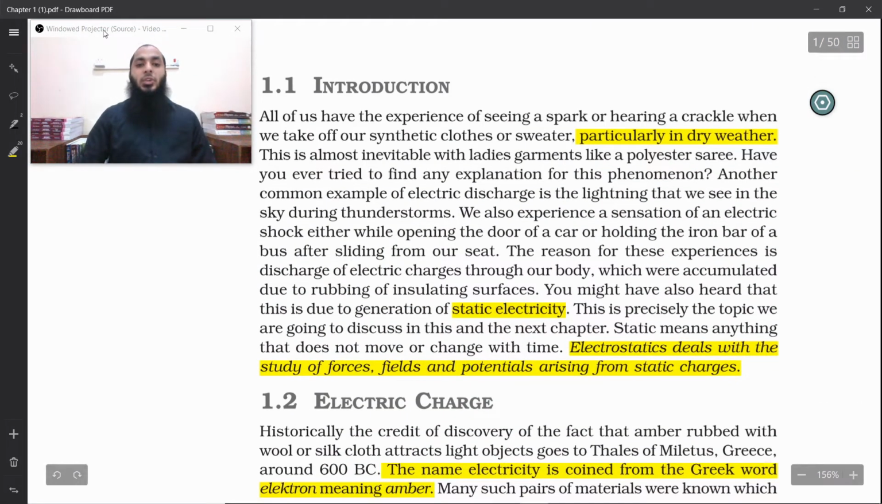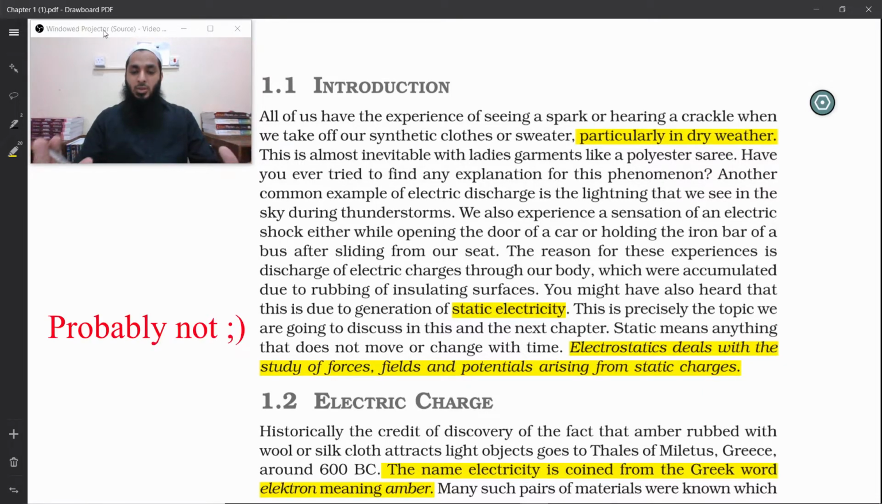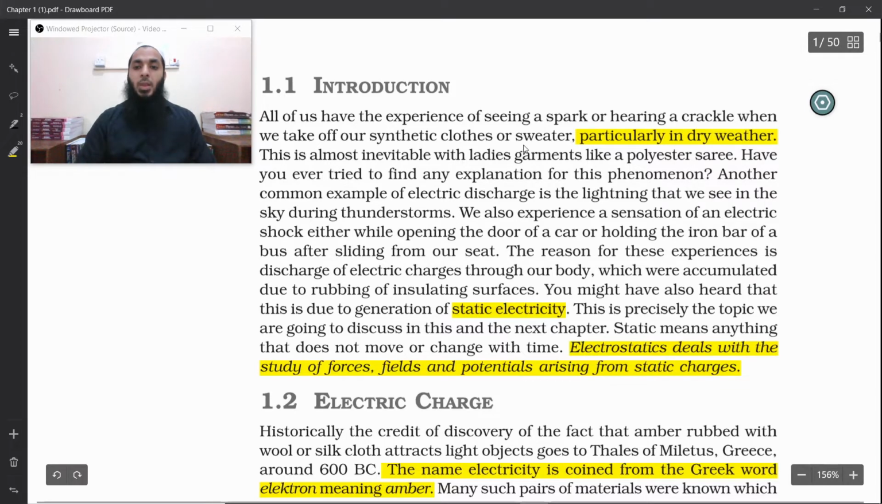Introduction. All of us have the experience of seeing a spark or hearing a crackle when we take off our synthetic clothes or sweater, particularly in dry weather. This is almost inevitable with ladies' garments like polyester sari. Have you ever tried to find any explanation for this phenomenon? Now, till this, what do we understand? That we see a spark or hear a crackle when we take off synthetic clothes or even polyester sari. So we understand that it is a property which is accompanied with these materials, and it is more evident in dry weather. It is underlined over here that it is more evident in dry weather. Now why is this? Have you ever tried to find any explanation for this phenomenon?